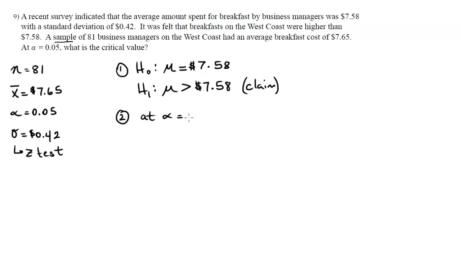So at alpha is 0.05, the claim is just one tail because it's like this here. Which is normally distributed, we're going to assume that. The sample size is 81, it's greater than 30. We want greater than $7.58. So this is a one-tail test. This is a right-tail test. So when we find that critical value, we'll know what this z-value is here. That'll help us determine our rejection region, our non-rejection region.